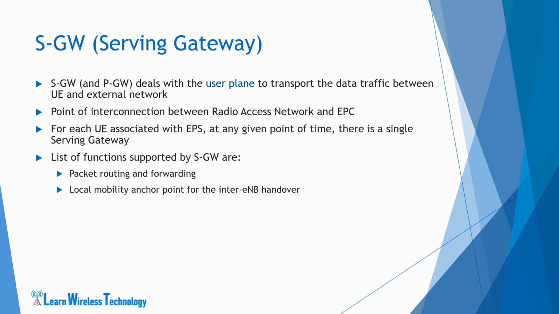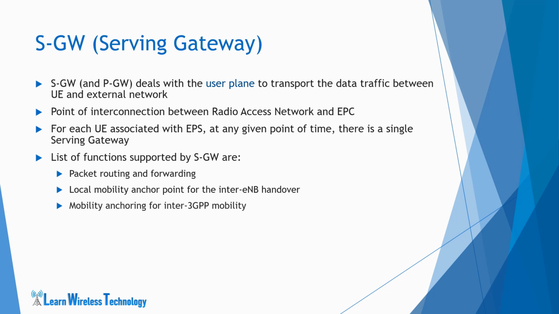Serving gateway acts as a local mobility anchor point for the inter-eNode B handover. When a handover process is initiated, the eNode B that serves the UE is changed. Serving gateway has the responsibility to monitor the handover and release the connection with the serving eNode B and route the incoming packets to the target eNode B, which will be the new serving eNode B after handover is completed.